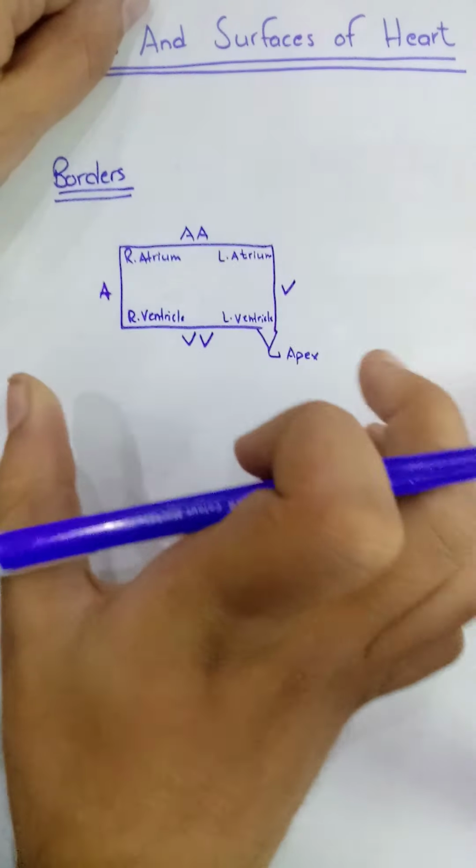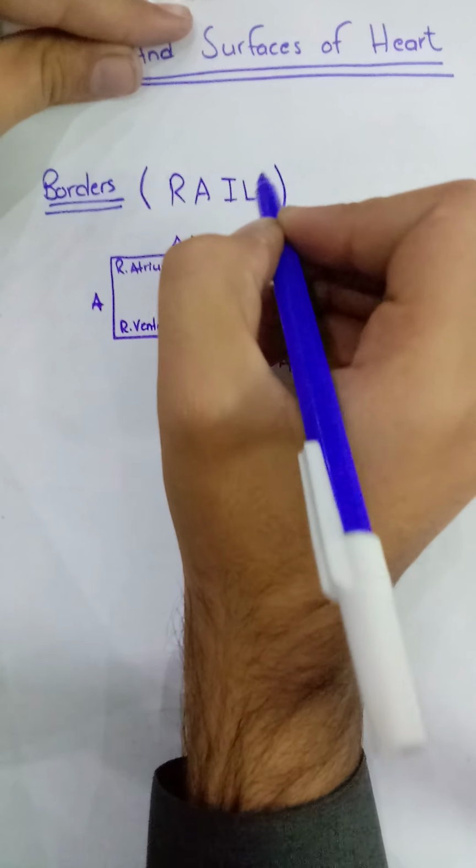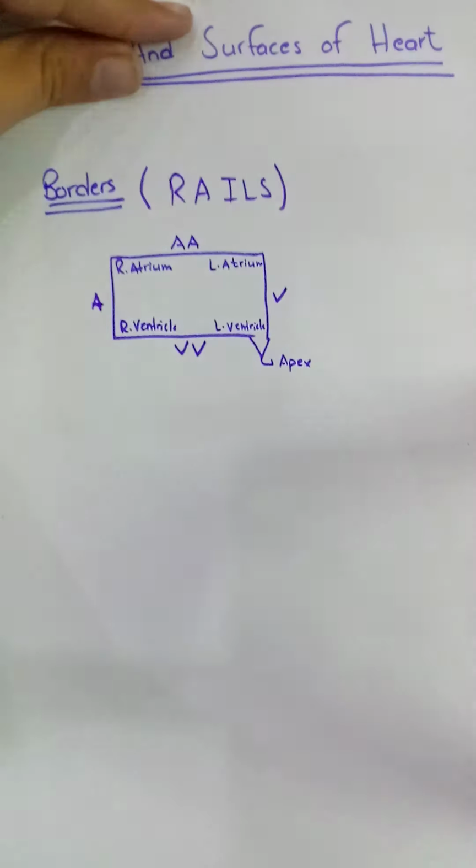And the mnemonic for the borders is RAILS, and you just have to skip this A. So from here we can easily determine the borders: right, inferior, left and superior.